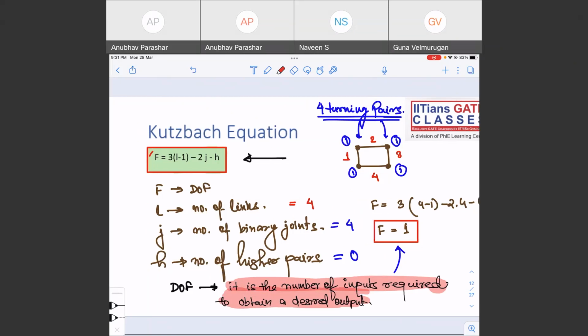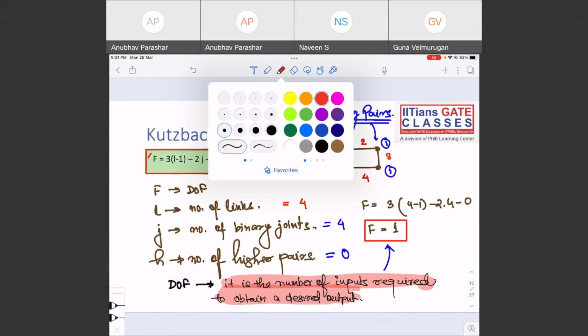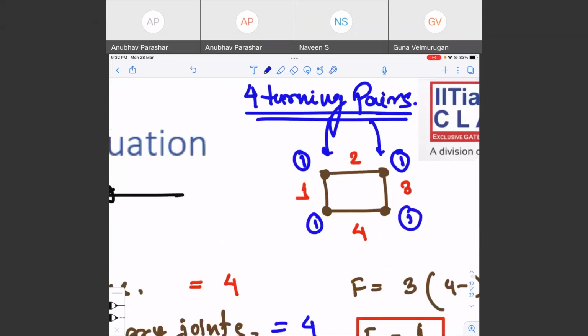Earlier, what you have said is the number of independent variables to define the position and motion. Position and motion I have said as output. I am saying position and motion as nothing else but output, and number of variables I am saying as input. So how many inputs you require to obtain a desired output? In this case, we require one input to get a desired output.